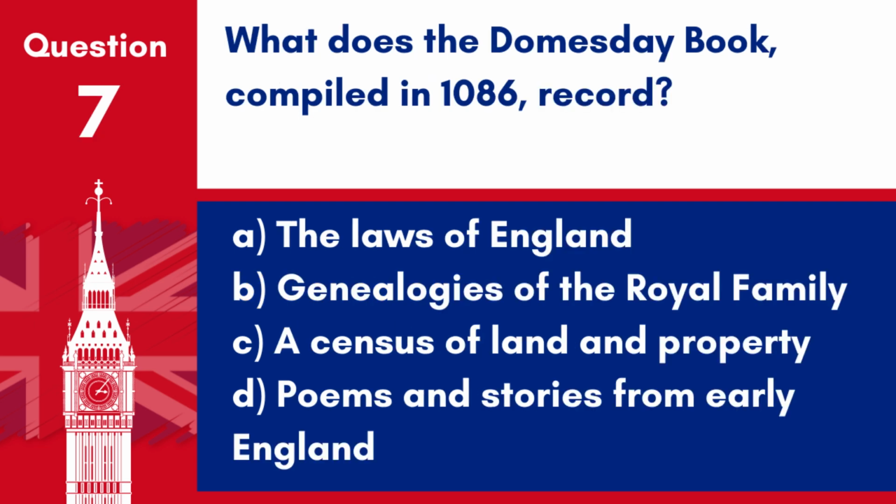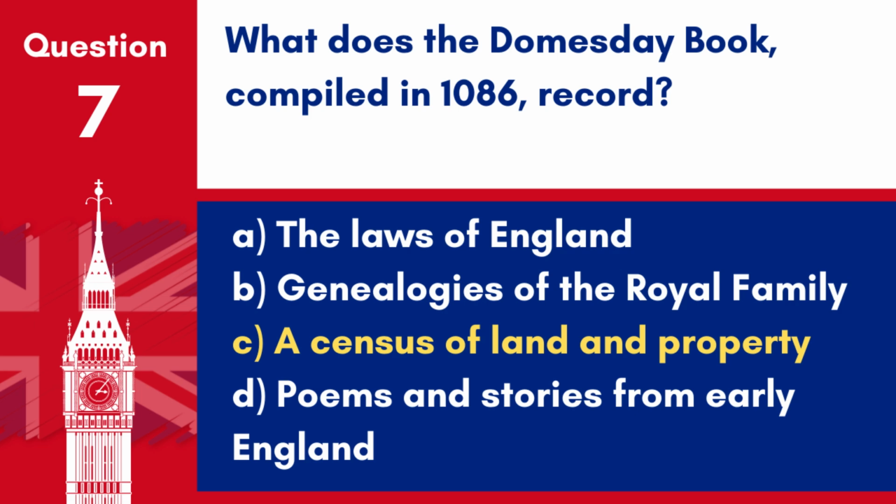Question 7. What does the Domesday Book, compiled in 1086, record? A. The Laws of England. B. Genealogies of the royal family. C. A census of land and property. D. Poems and stories from early England.